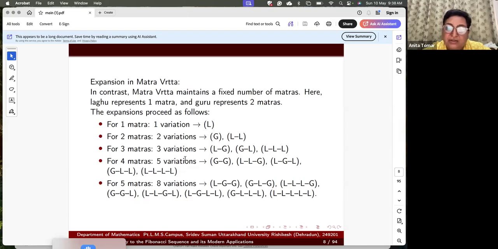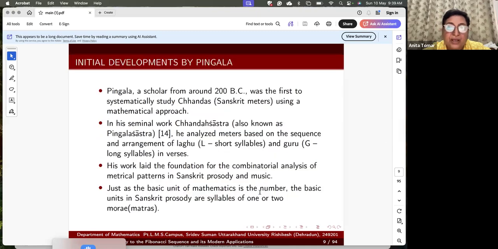For 4 matras, we have 5 variations. 4 means 2 and 2, G, G. 4, L, L, G, 1, 1 and 2, 4. L, G, L, 1, 2 and 1, 4. G, L, L, 2, 1 and 1, 4, or 1, 1, 1, 1. So 4. So for 4 matras, we see that we have 5 variations. And for 5 matras, we have 8 variations like this.